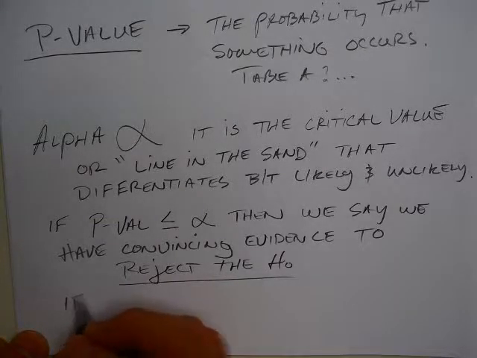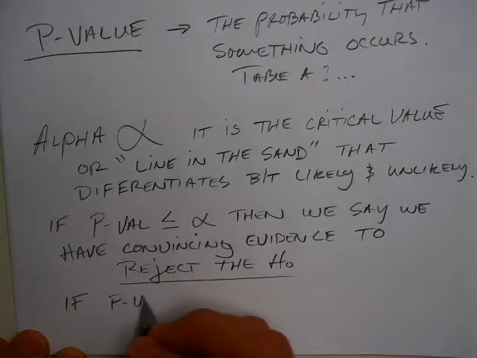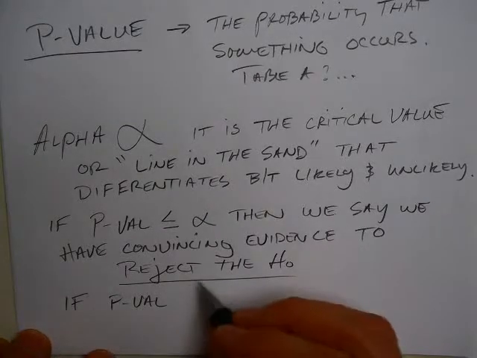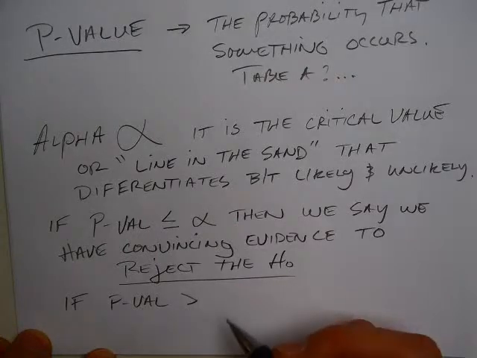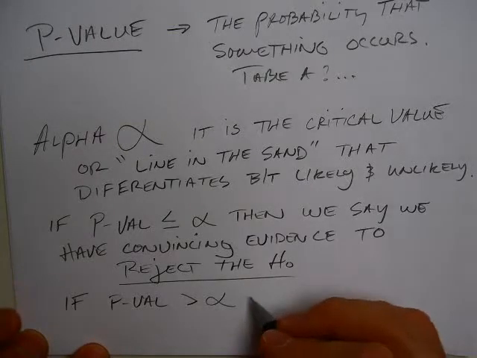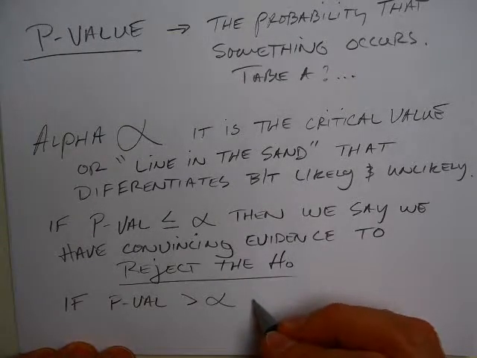So if the p-value, I wrote that on the board a couple years ago and my freshman came in and went, what is that? And I said, well, you'll have to take stats to find out. If the p-value is greater than alpha, then we say we fail to reject the null, the H-naught.